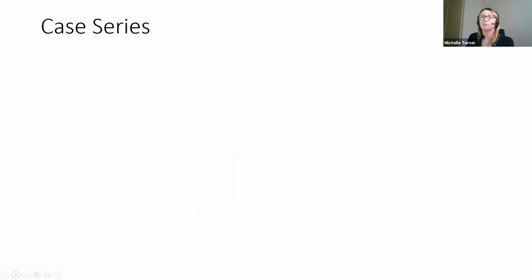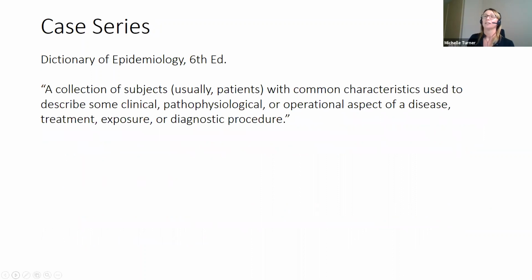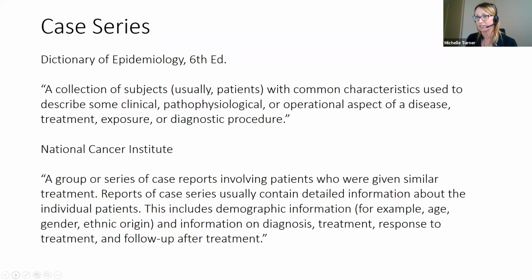To contrast the case report with the case series, the case series goes up from usually just one person in the case report to more than one person. Again, the Dictionary of Epidemiology defines a case series as a collection of subjects with common characteristics, where usually some aspect of a disease, an exposure, or a procedure is described. The National Cancer Institute also refers to a case series as usually a group or series of case reports involving more than one patient. Again, they usually contain some demographic information about the patients, and there could be information on their diagnosis, treatment, response to treatment, or follow-up after treatment.